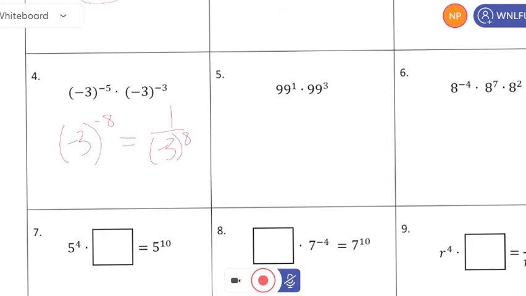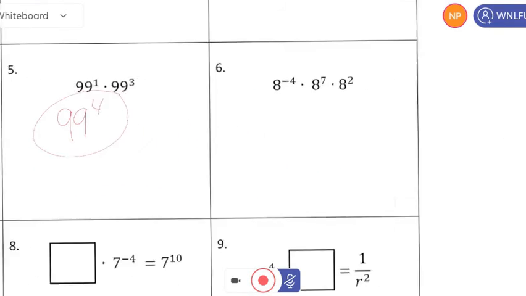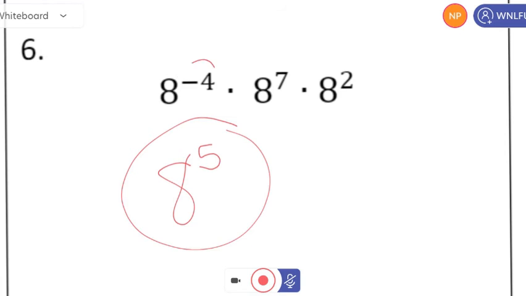Okay, next one we have 99 to the first times 99 to the third. Keep the base the same, which is 99. Add 3 plus 1, which is 4. 99 to the fourth. Okay, next one, we have three terms, but they all have the same base of 8. Now we're going to add the exponents. So let's start with -4 plus 7. -4 plus 7 is really like you're taking away 4 from 7. So that gives me 3. And then add the 2. 3 plus 2 is 5. And we can leave that as is. So I'm adding -4 plus 7 plus 2.